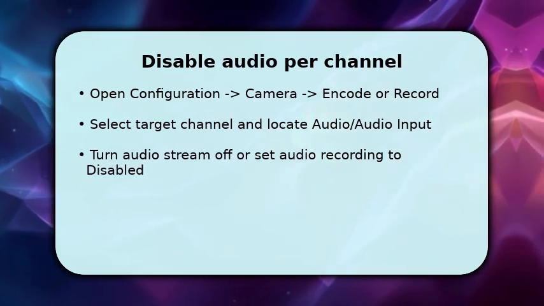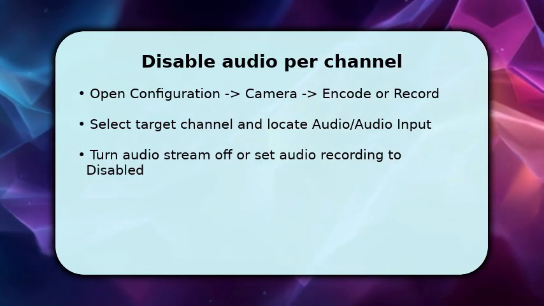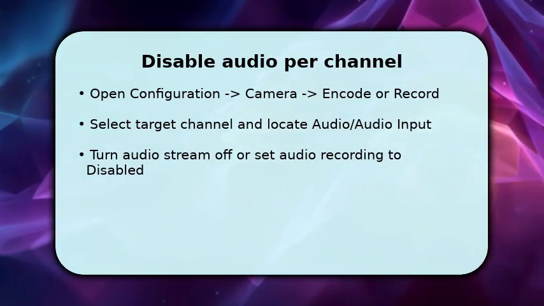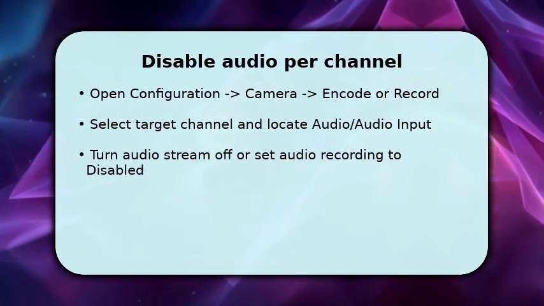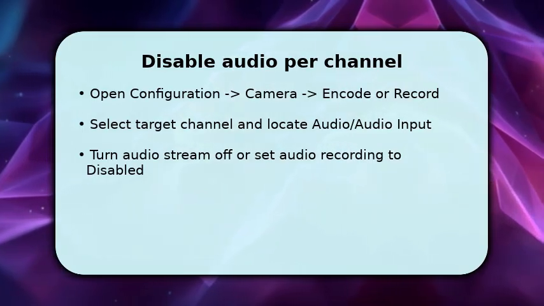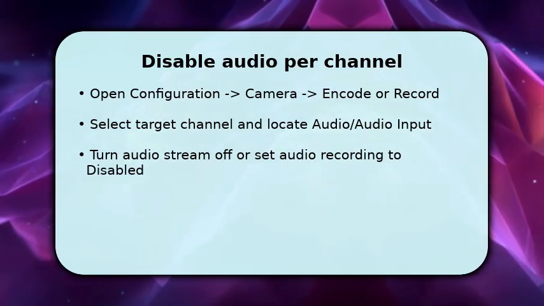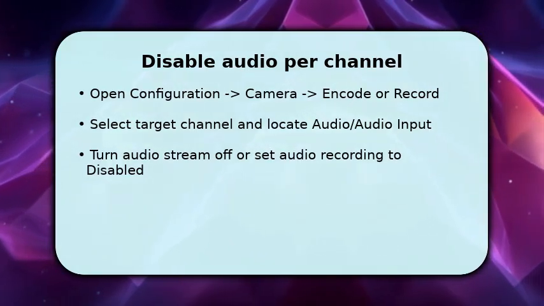Next, locate the audio or audio input option, sometimes under encode or record, and switch the audio stream to off or set recording to disabled. Make sure to apply or save after changing each channel and repeat for multi-channel systems. Otherwise, default profiles may re-enable audio later.